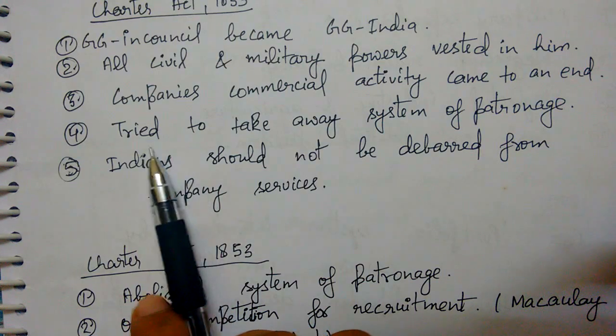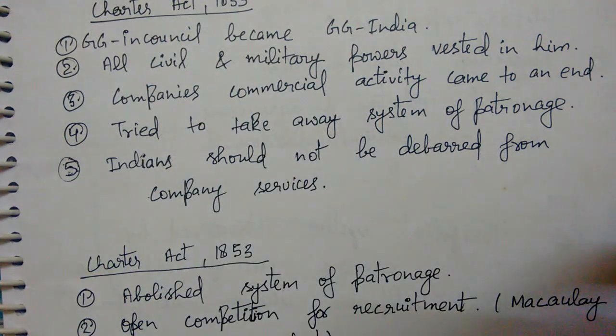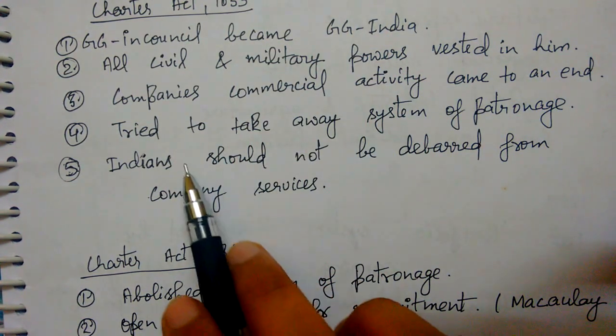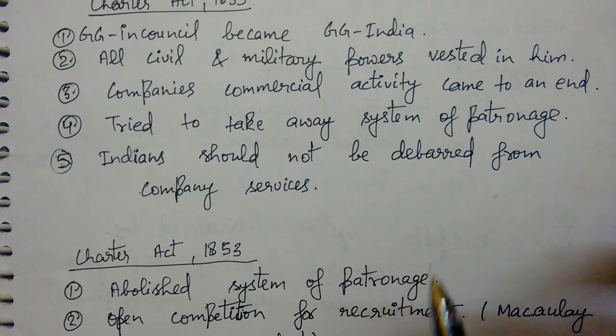Then fourth, it tried to take away the system of patronage. So how did the Charter Act try to take away the system of patronage? Before this Charter Act 1833, all the covenanted civil services were appointed directly by the Board of Directors. So there was patronage, meaning they were directly appointed, and there was no selection examination. And all the appointees were Britishers also. There was high salary, so people were interested in taking these chances.